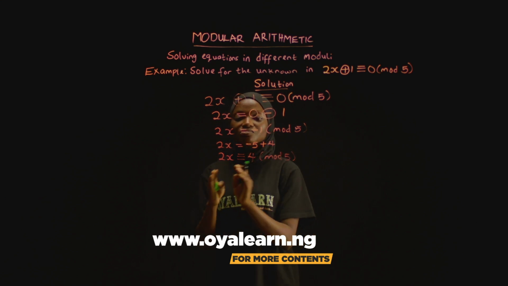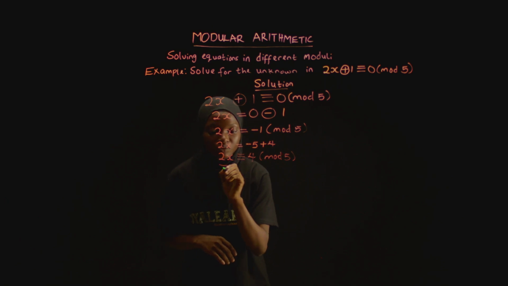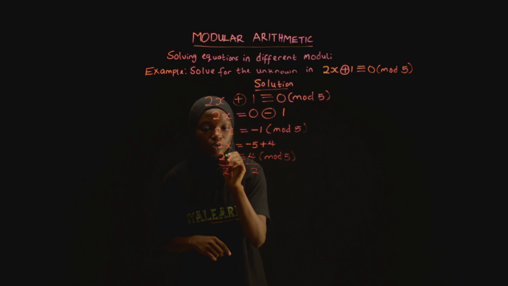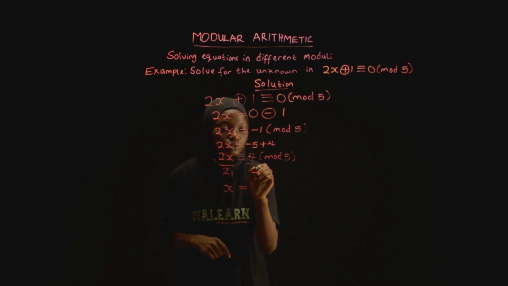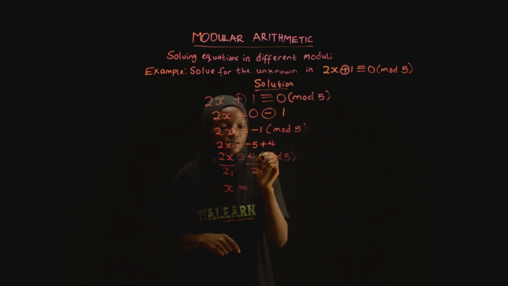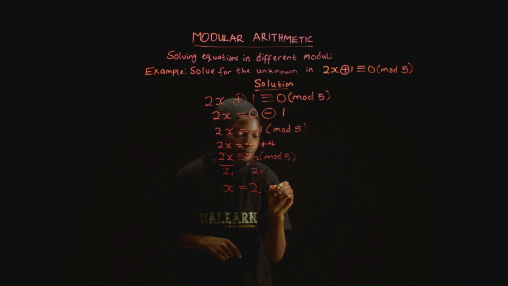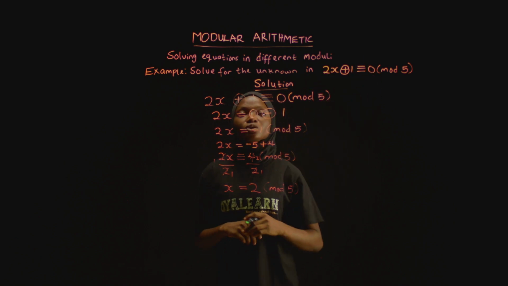Now here, we can divide both sides by the coefficient of the unknown too. So we say divide by 2, divided by 2. 2 goes there, 1, 2 goes there, 1. We are left with x equals 2 goes there, 1, 2 goes there, 2. 2 in mod 5. Which is the value for the unknown in this equation in mod 5.